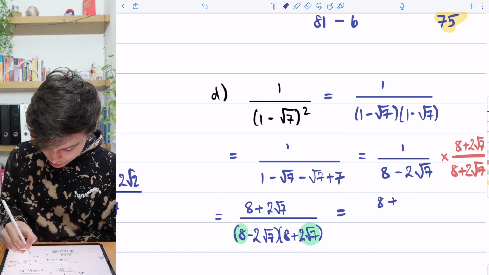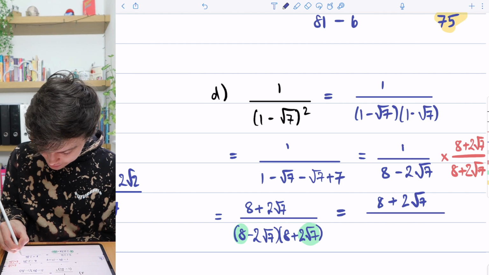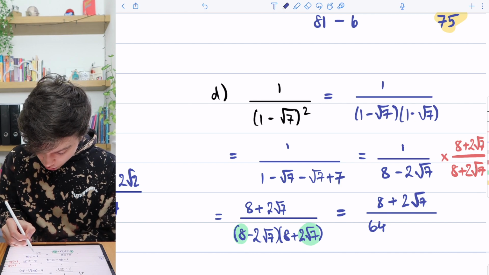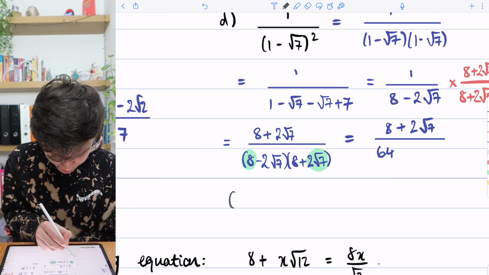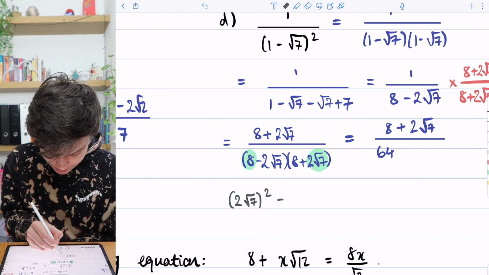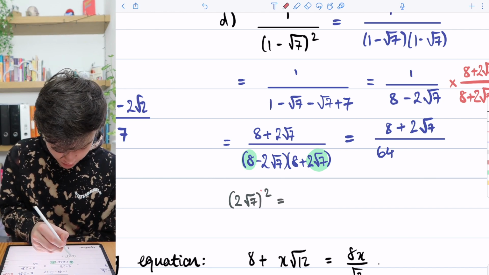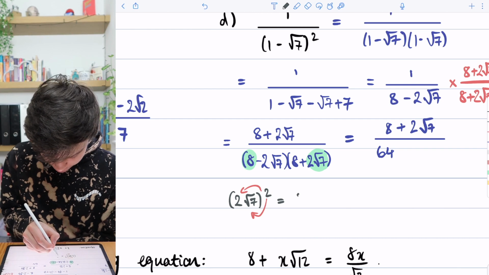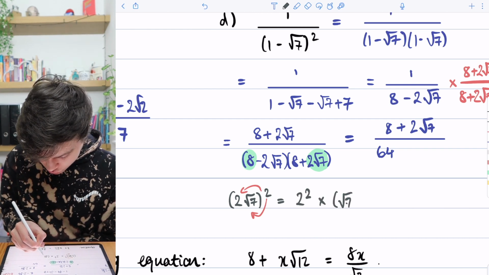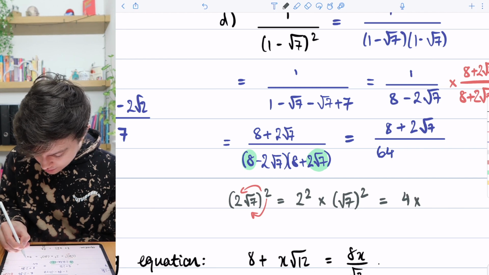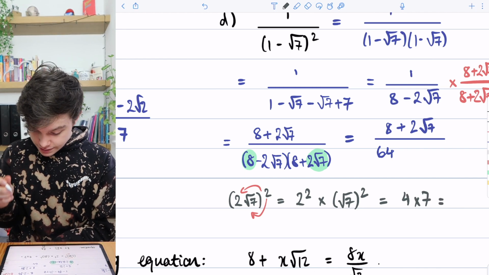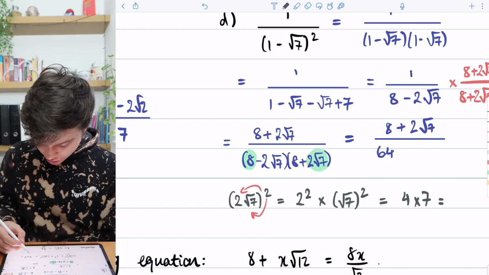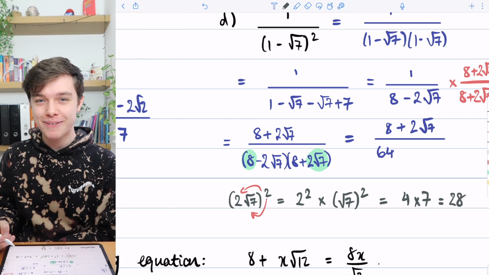So I'm going to have 8 plus 2 root 7 divided by 8 times 8 is 64, and then 2 root 7 all squared, and I'll write this just at the bottom here, 2 root 7 all squared. Well, I can distribute, remember from our distributive index law, distribute the 2 to each part there. So I'll do that in grey. We'll have 2 squared multiplied by root 7 squared, which is 4 times 7. And then we can work that out as, hang on a minute, 7 times 4. My brain has gone blank. 7, 14, 21, 28. There we go.